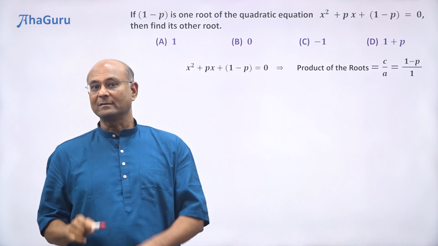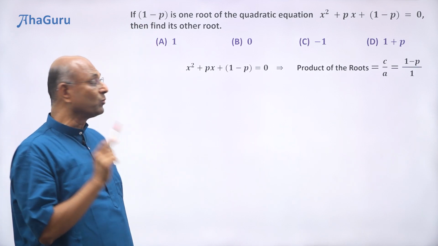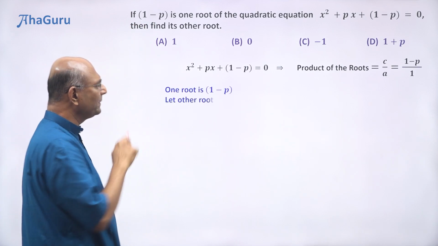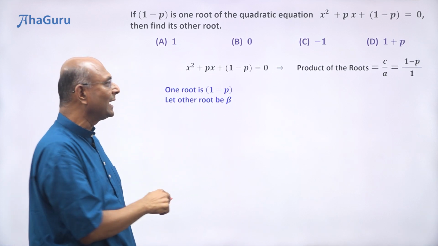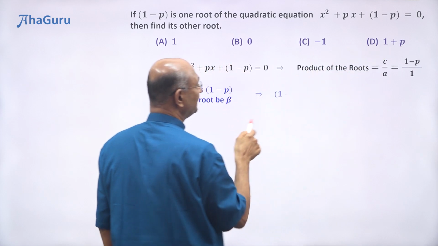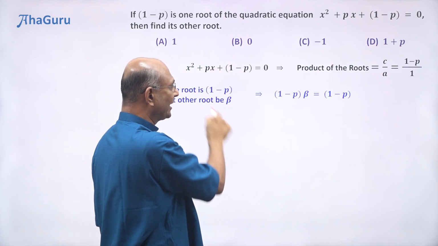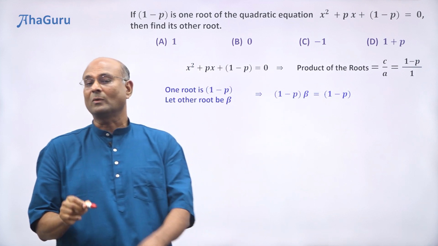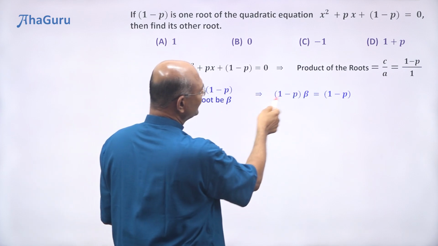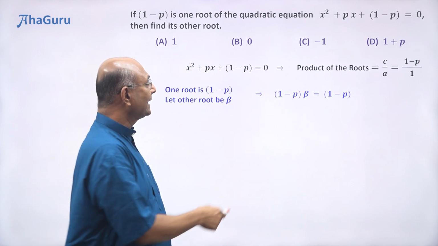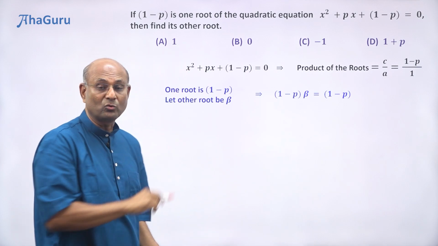This step is correct. Then she argued that it is given that one of the roots is 1 minus p, let the other root be beta. So the product of roots must be 1 minus p into beta, but we already know it must be 1 minus p. So she came up with this equation, 1 minus p into beta, which is the product of roots, must be c by a, which is 1 minus p. This step is also correct. So obviously you have 1 minus p on both sides, and so she concluded that beta must be 1, and so the other root must be 1.